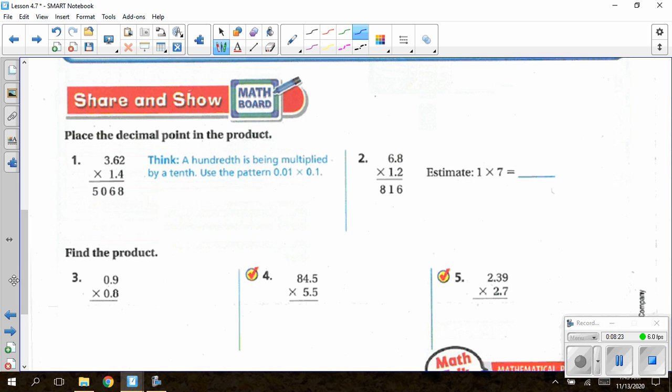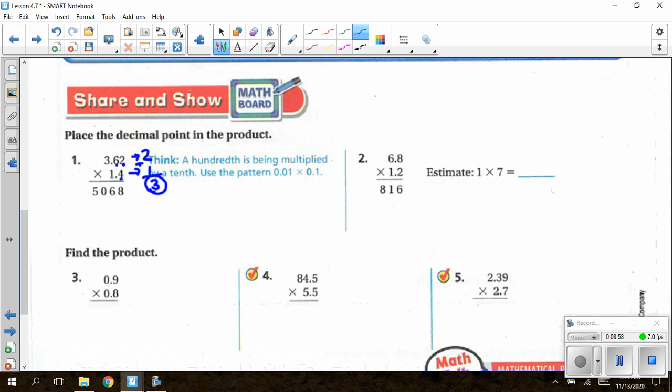So under the share and show, numbers 1 and 2, they already have the answers for the whole number problem. Now we have to go ahead and place our decimals. So for number 1, I know that the top factor has 2 digits behind its decimal, so therefore that one I would write a 2 beside. The bottom factor, I have 1 digit behind the decimal, so write a 1. Add that together for how many decimal place values you need to have. So 2 plus 1 gives me 3.